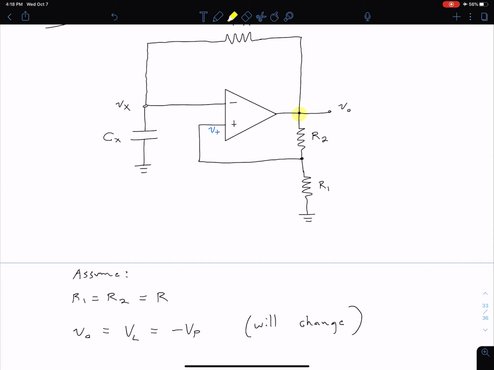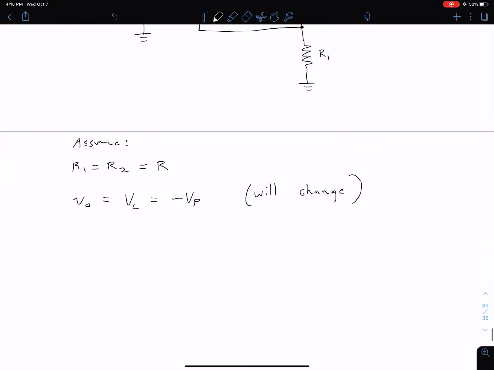So now we can consider this voltage divider circuit that I highlighted a second ago in order to figure out this V plus value. So let's go ahead and do that. We can say our V plus, the voltage at our non-inverting input terminal, is just equal to 1/2 times the V out, which is negative VP. And again, that comes from voltage division.